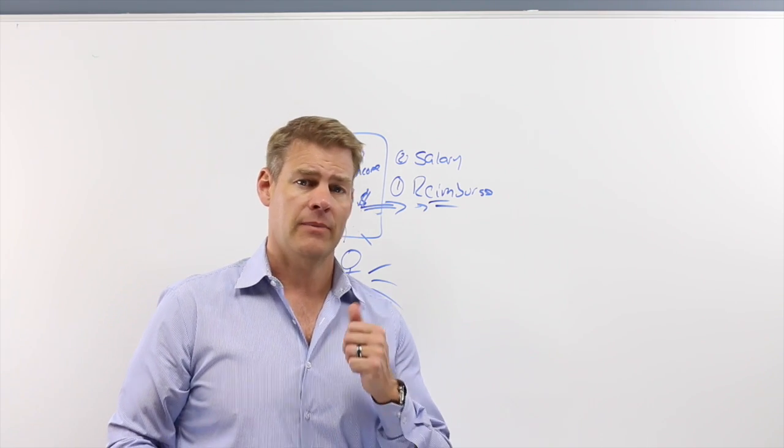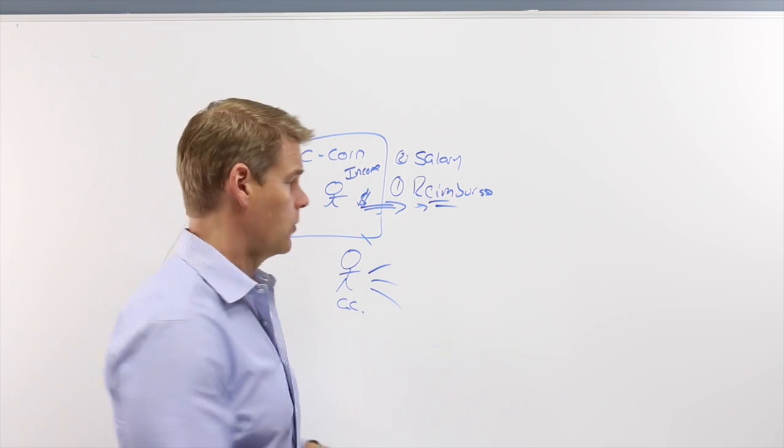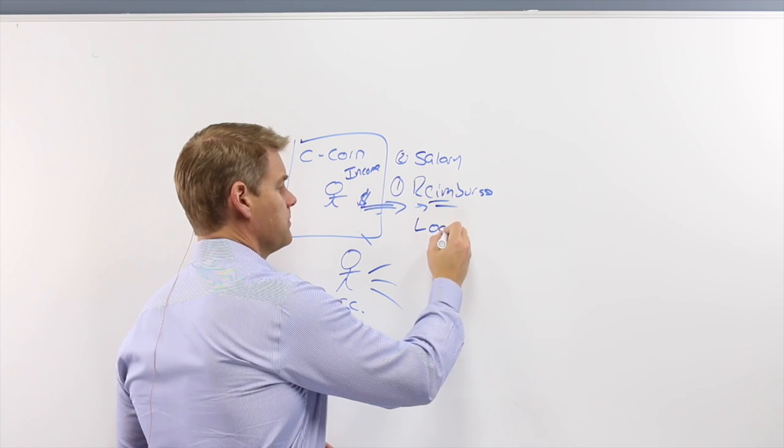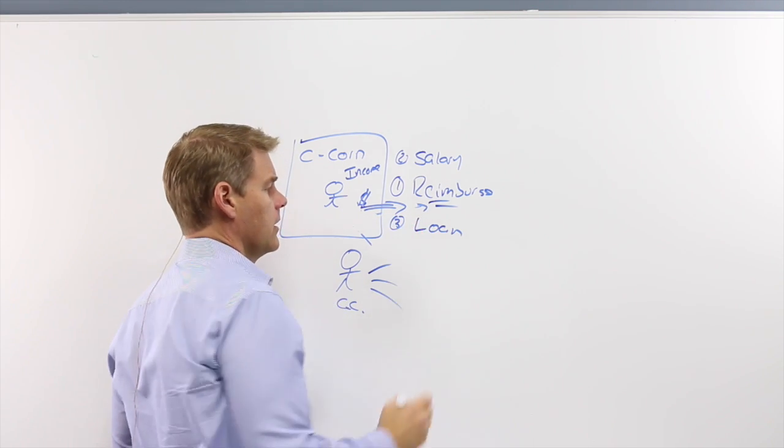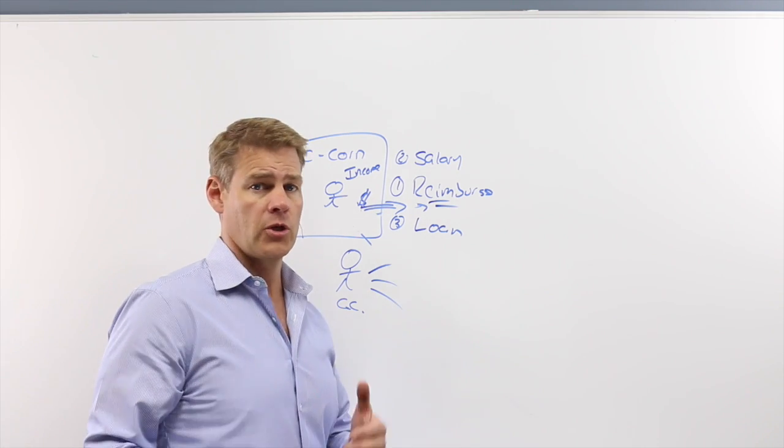All right, so we have talked about salary, we've talked about reimbursement. The other way you can pull money out of your corporation is through a loan. So you can take out a loan. That would be number 3 method in order to pull money out. Now, a loan means just what it sounds. Your corporation will loan you money.